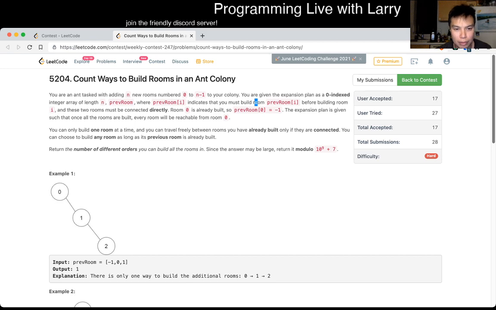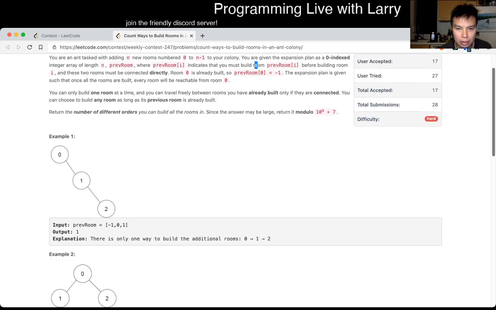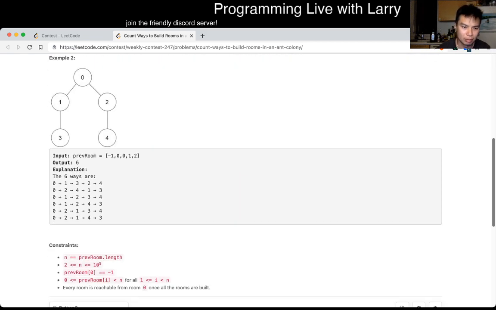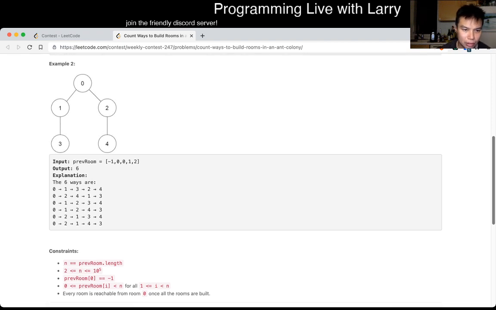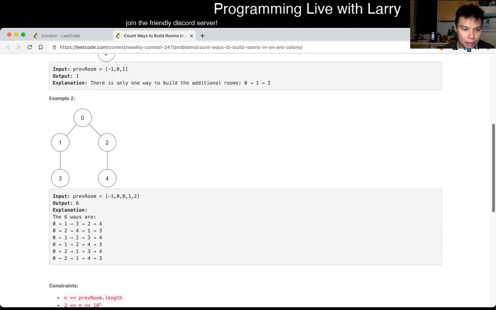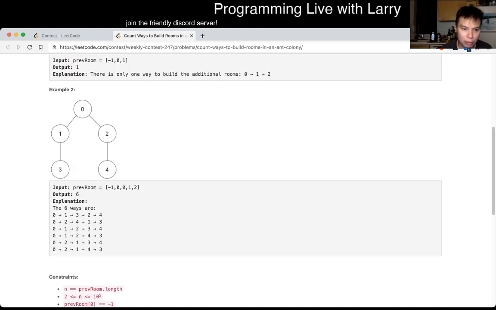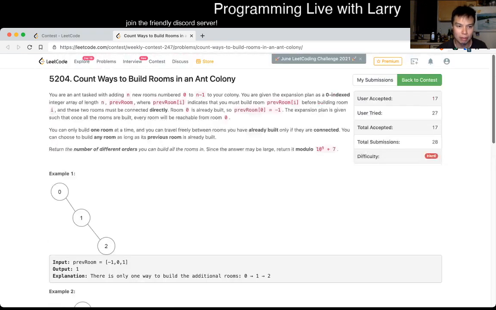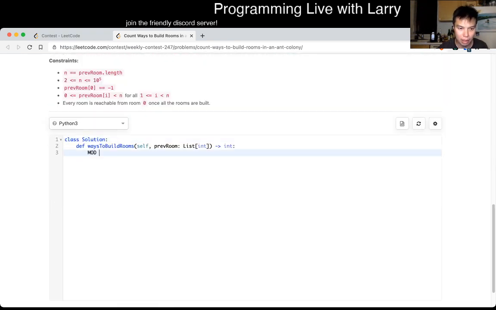Different number of ways you can build the rooms in, okay. So yeah, basically number of topological orderings of a tree, maybe? Let's see. You have to build 1, 0, 0, 1 and 2, go 0, 1, 3, 2, 4, 0, 2, 4, 1, 3. Also mod, mod, mod.